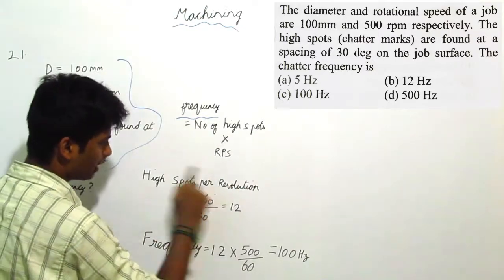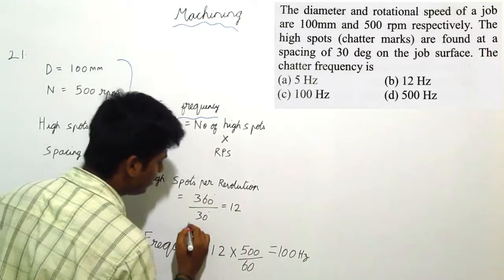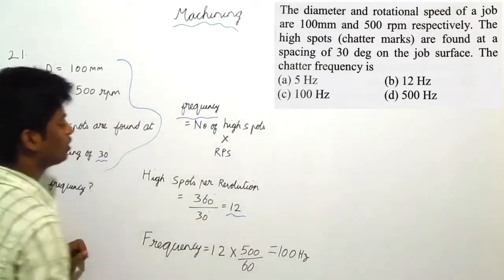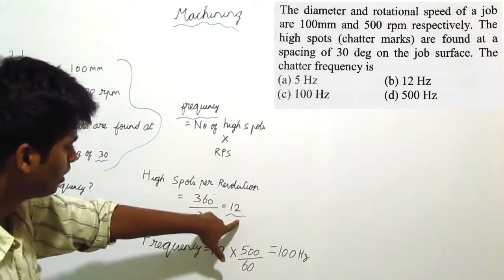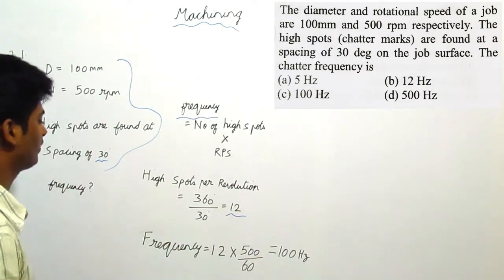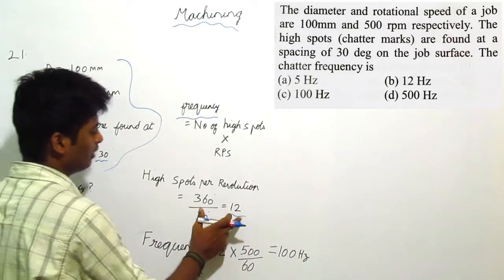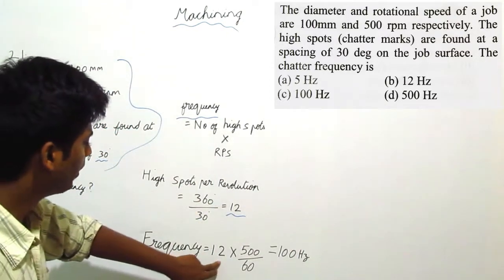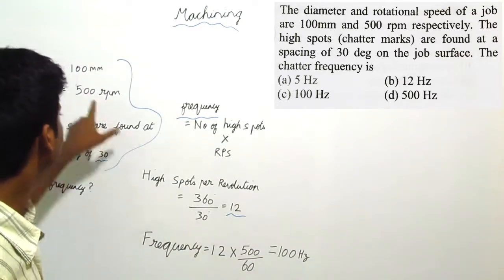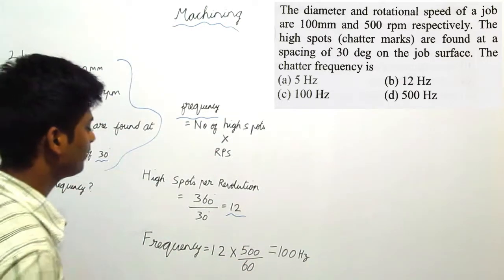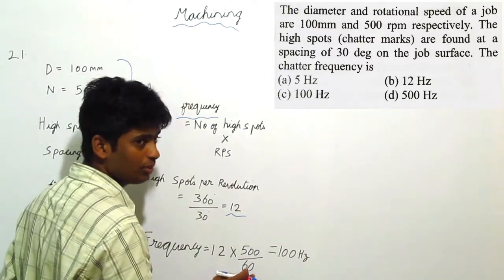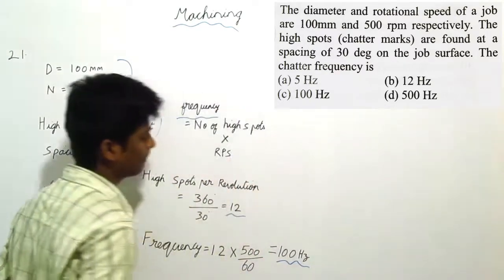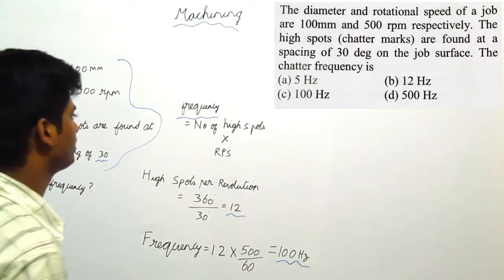High spots per revolution is equal to 360 by 30 degrees, that is equal to 12 high spots. So the number of high spots is 12. Substituting this in the formula, we get frequency equal to 12 into 500 by 60, because 500 RPM is converted to RPS, that is revolutions per second. So the final answer we get is 100 Hertz.